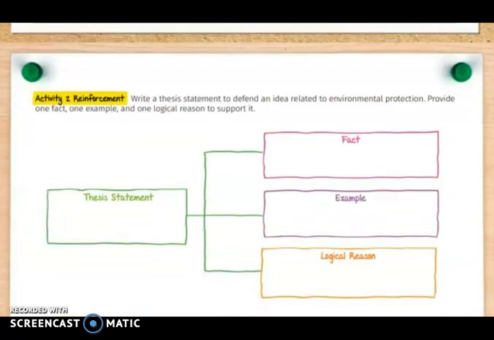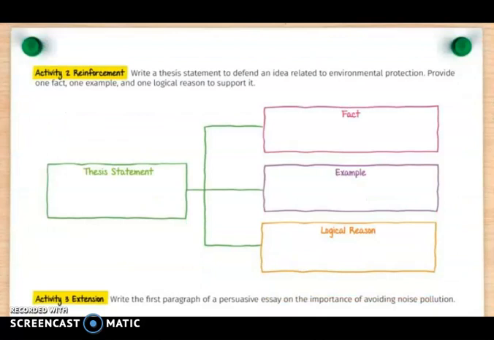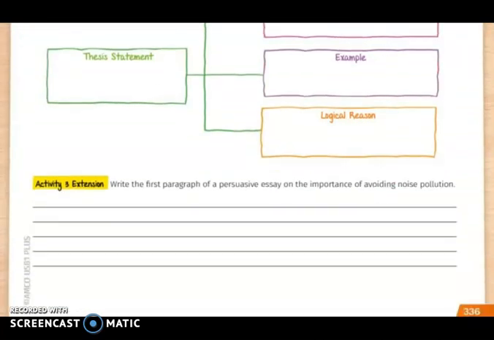Activity number 2 is a reinforcement. You have to write thesis statements to defend an idea related to environmental protection. Provide 1 fact, 1 example, and 1 logical reason to support it. Activity number 3 is an extension. You have to write the first paragraph of a persuasive essay on the importance of avoiding noise pollution. You only have to use 5 lines to write this essay.